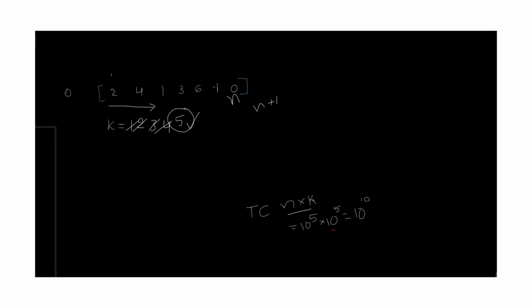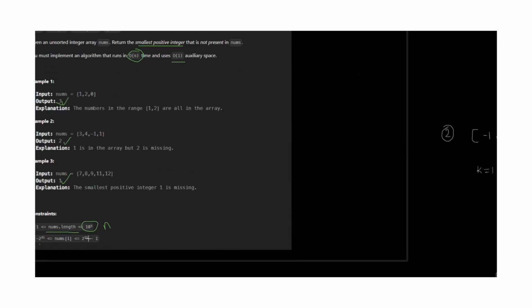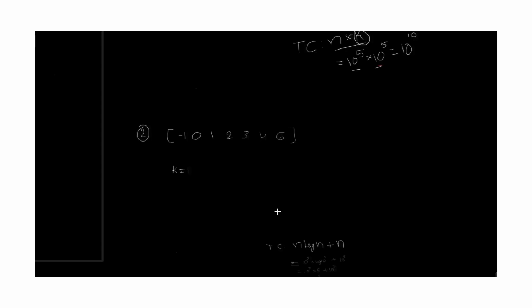Okay, let me analyze the time complexity for this. The time complexity for this approach is n times k, where k can go up to n plus 1. So 10^5 times 10^5, because the maximum length of the nums array will be 10^5.